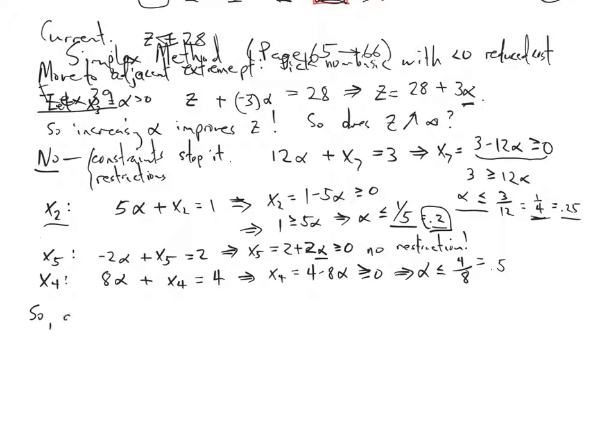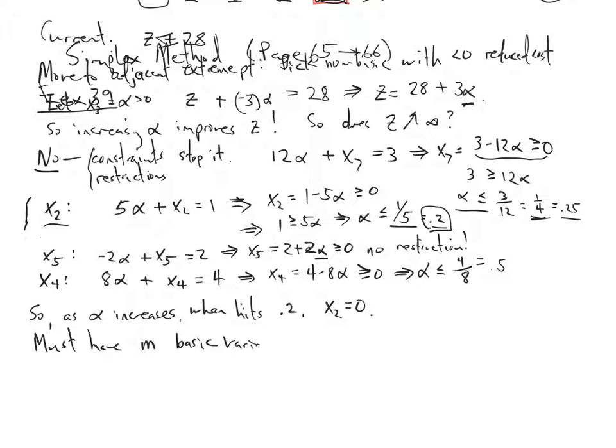So, as alpha increases, when it hits 0.2, x2 is equal to 0. So we know from the theory that we must have m basic variables at all times. So what we're doing here is saying that x3 replaces x2 as basic.